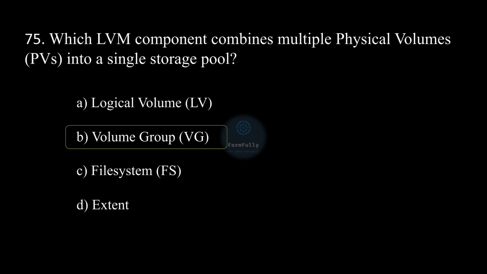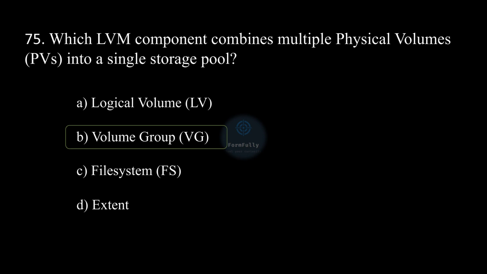Logical volumes are not responsible for combining multiple physical volumes. They are the subdivisions within volume groups and are what users interact with, allocating space and creating file systems within them. Option C, file system, is incorrect as it resides within logical volumes and they manage how data is stored and retrieved. They are not directly responsible for combining physical volumes.